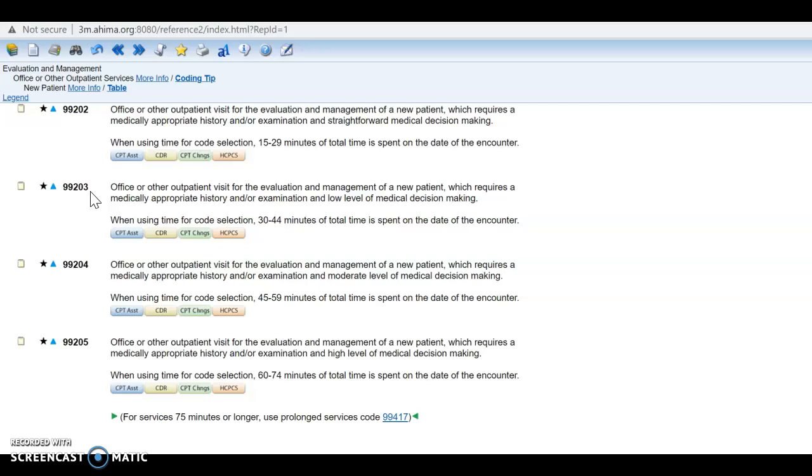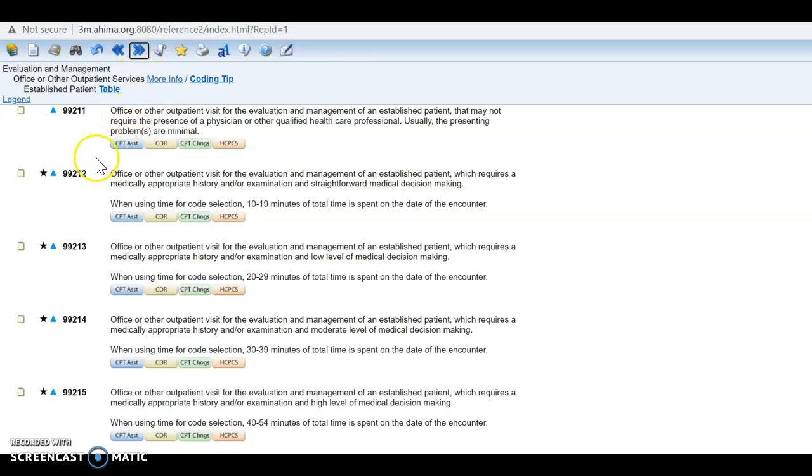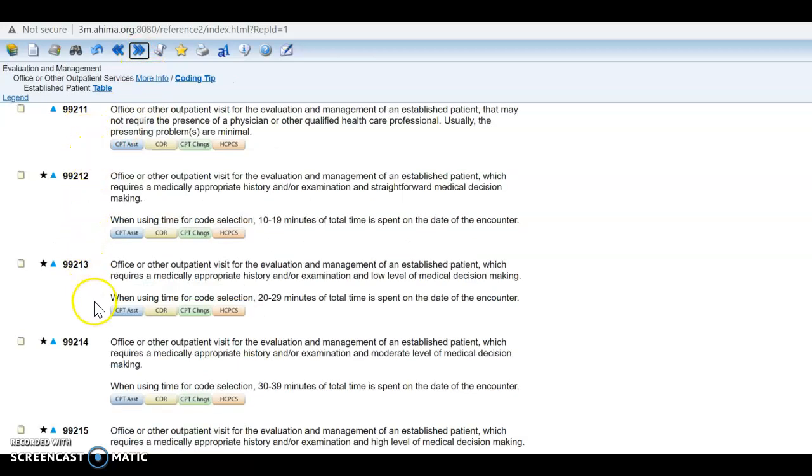Diagnosis codes, as a medical assistant, let's just say it would be acne. Okay, so that would be my diagnosis code. And then my office visit would be a 99203. That's new patient. Okay, a couple of different things here, and then we go into established patient.